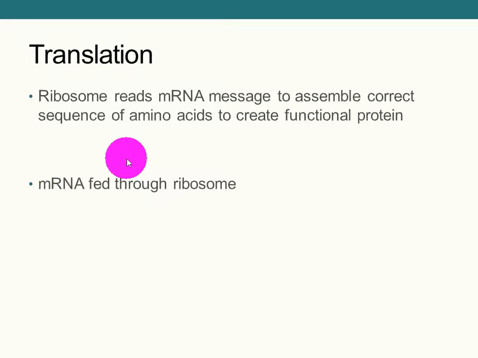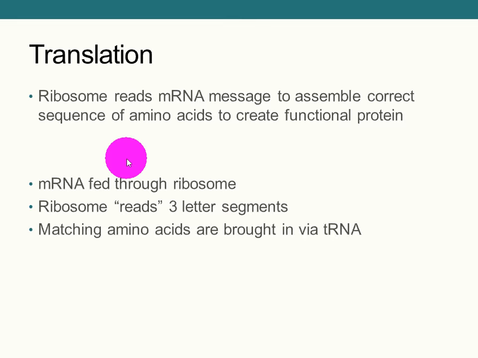So what happens, in summary, is you have your piece of mRNA, and it goes into the ribosome and gets fed through the ribosome, and the ribosome looks for those 3 letter segments, those codons. And what it does is it finds one, and then it looks for the tRNA that would go with it.